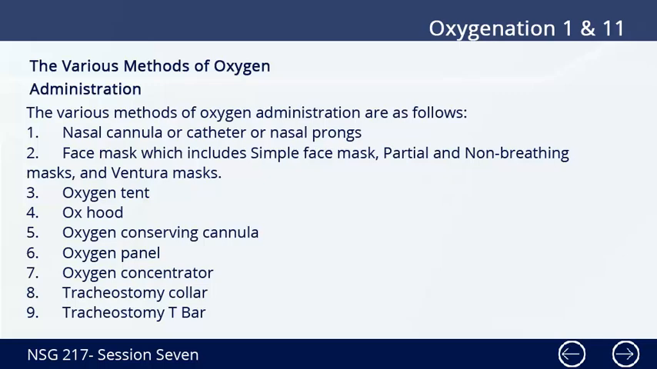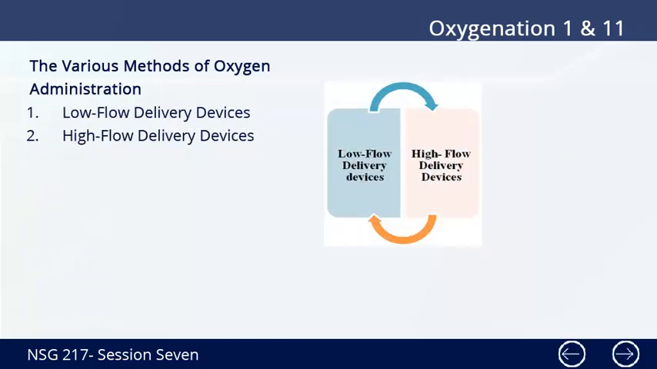Number 5, oxygen conserving cannula. Number 6, oxygen panel. Number 7, oxygen concentrator. Number 8, tracheostomy collar. And number 9, tracheostomy T-bar. The various methods of oxygen therapy can be classified into low-flow delivery devices and high-flow delivery devices, which is shown in the diagram below.